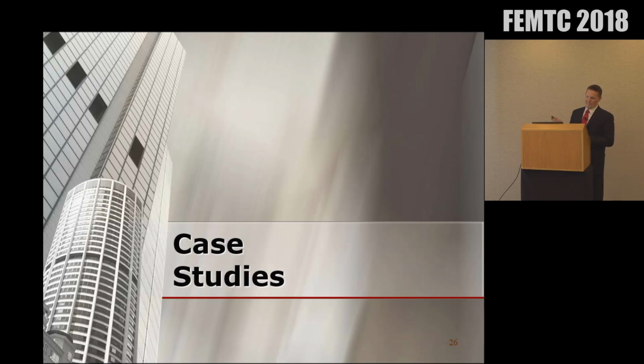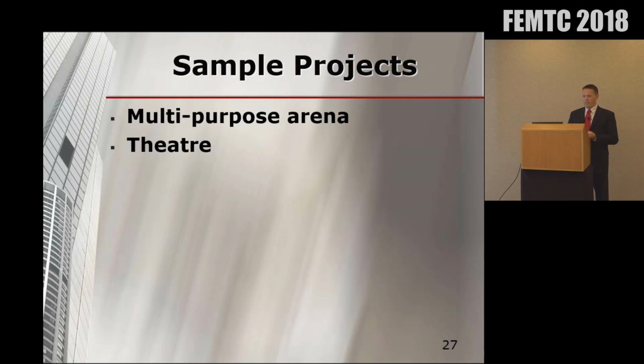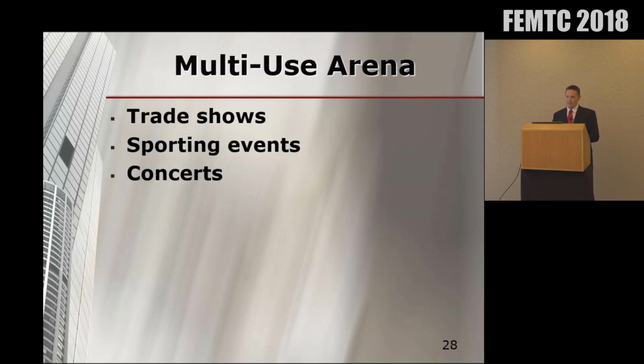Okay, so all of those words, we'll start to put them to pictures now. There are 2 projects that we'll look at. One is a multi-purpose arena, and in that arena there are 3 different scenarios, and then we'll look at a theater that has some tiered seating. So in the arena itself, we'll look at trade shows, a sporting event, and a concert. These create different barriers to the occupants, different occupant loads.